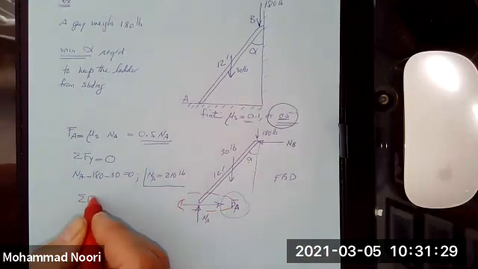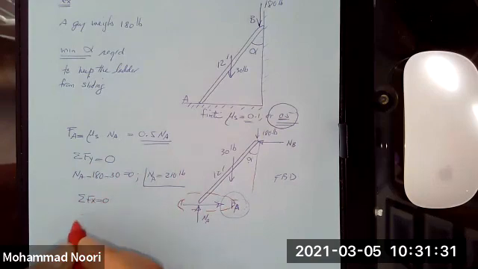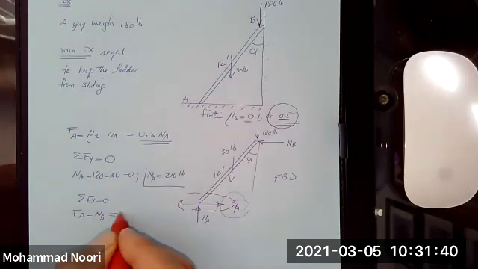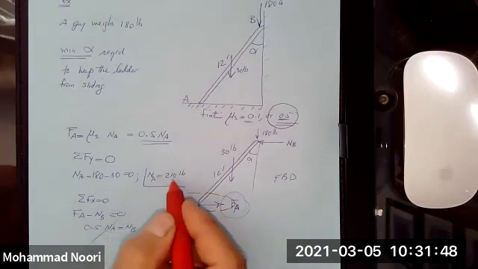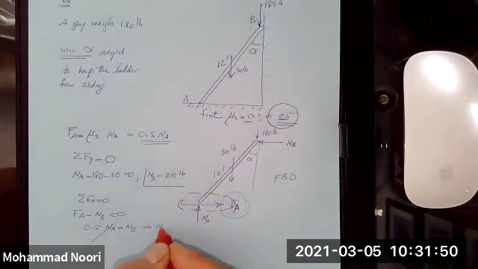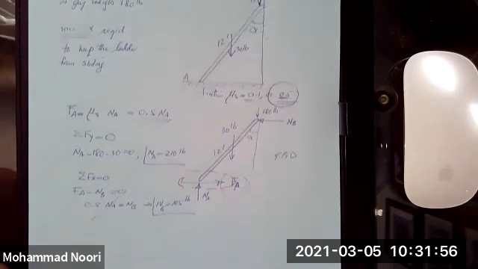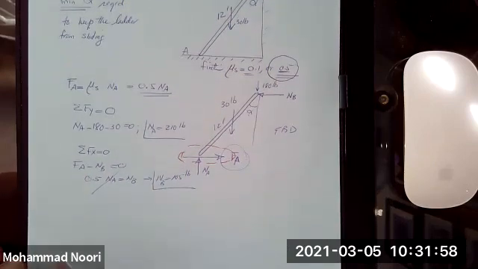Summation of forces along X is equal to 0. You have FA minus NB equal to 0, or 0.5 NA is equal to NB. This is 210. That'll give you NB is 105 pounds. Okay. One more equation of equilibrium.